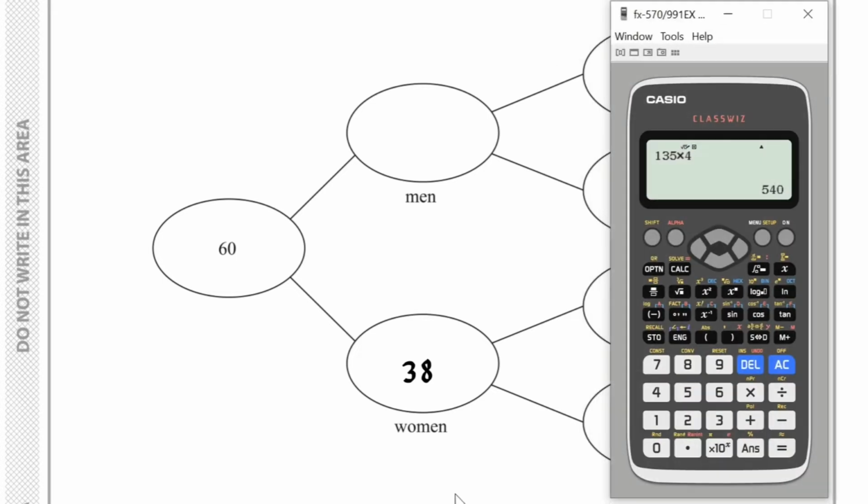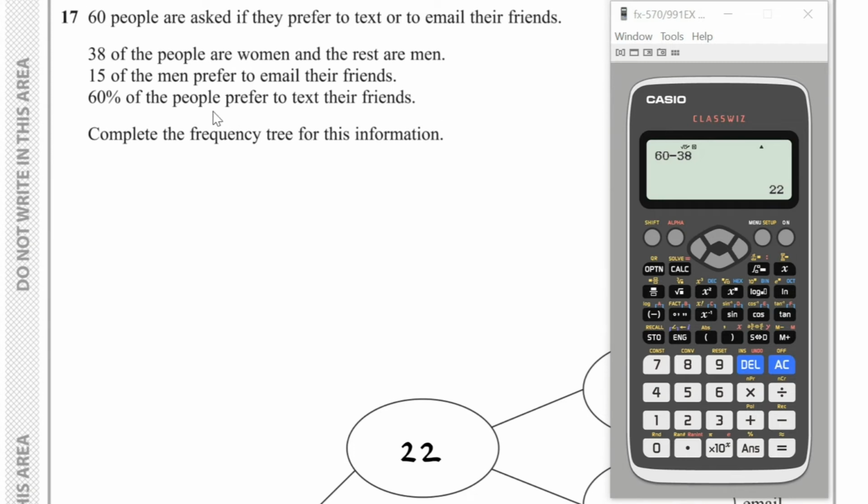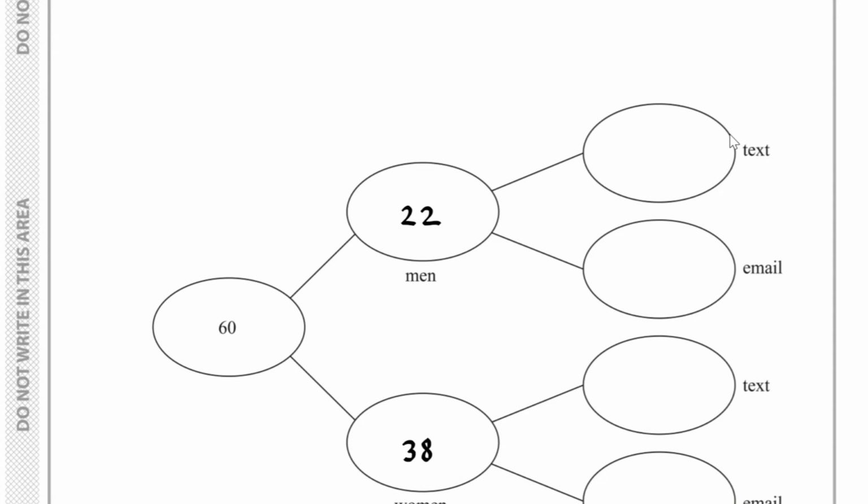And to find out the number of men, 60 subtract 38 is 22. We've got 22 men. Now, we also know that 15 of the men prefer to email their friends. So 15 prefer to email, and so those who prefer to text is 7.